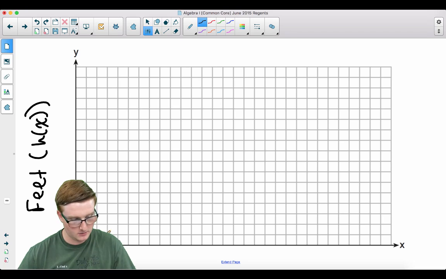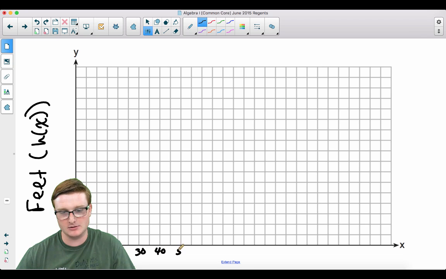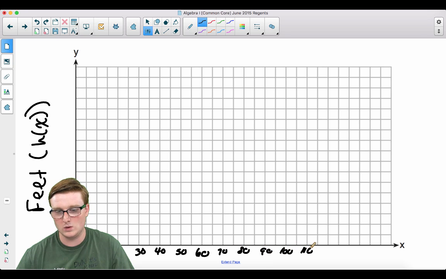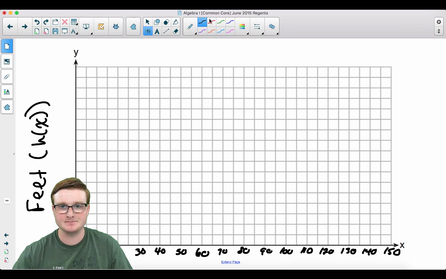So this is 0. I'm going to go every 10. So 10, 20, 30, 40. My head's probably blocking the way, but I'll change in a moment. 50, 60, 70, 80, 90, 100, 110, 120, 130, 140, and then 150.